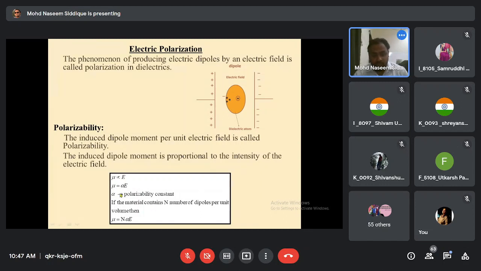This is the equation for one atom. But if the material contains N number of dipoles per unit volume, then mu is equal to N alpha E. If you want to determine the polarization in the case of N dipoles, we just multiply by N.